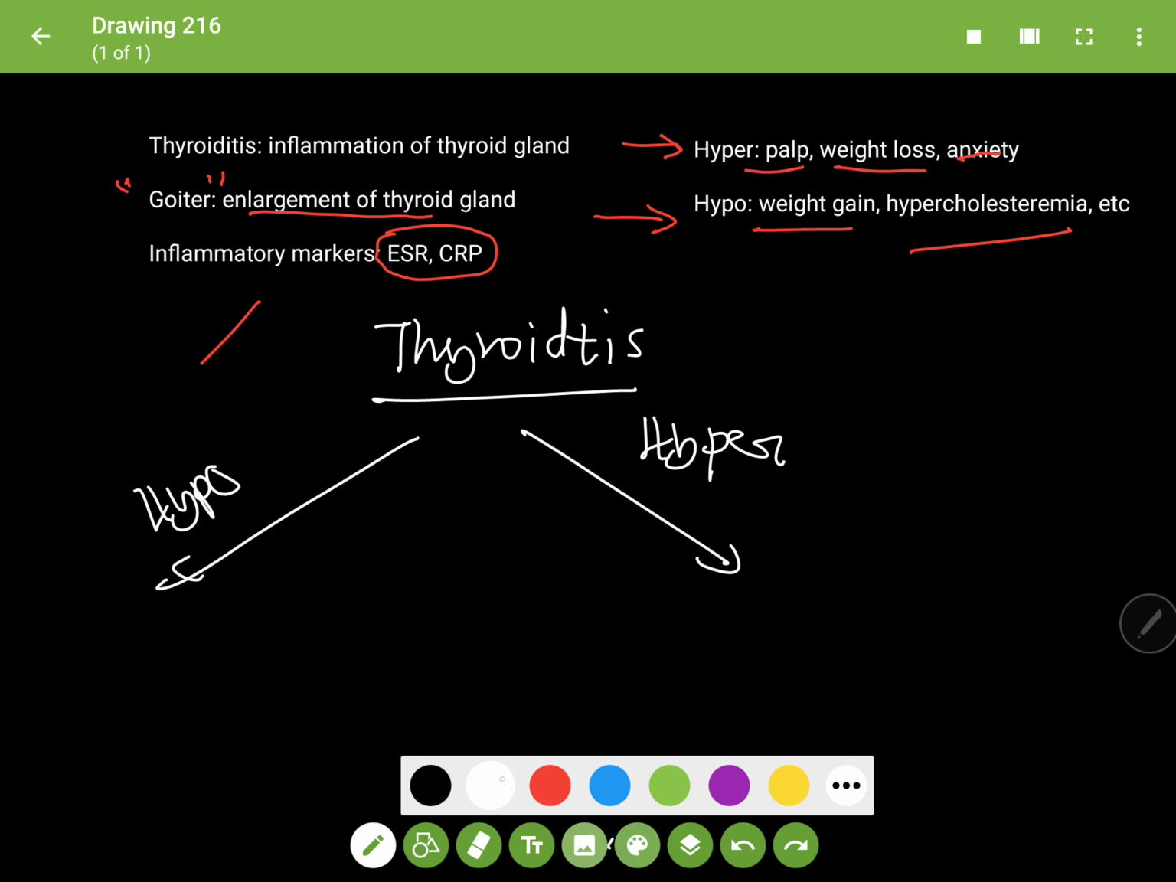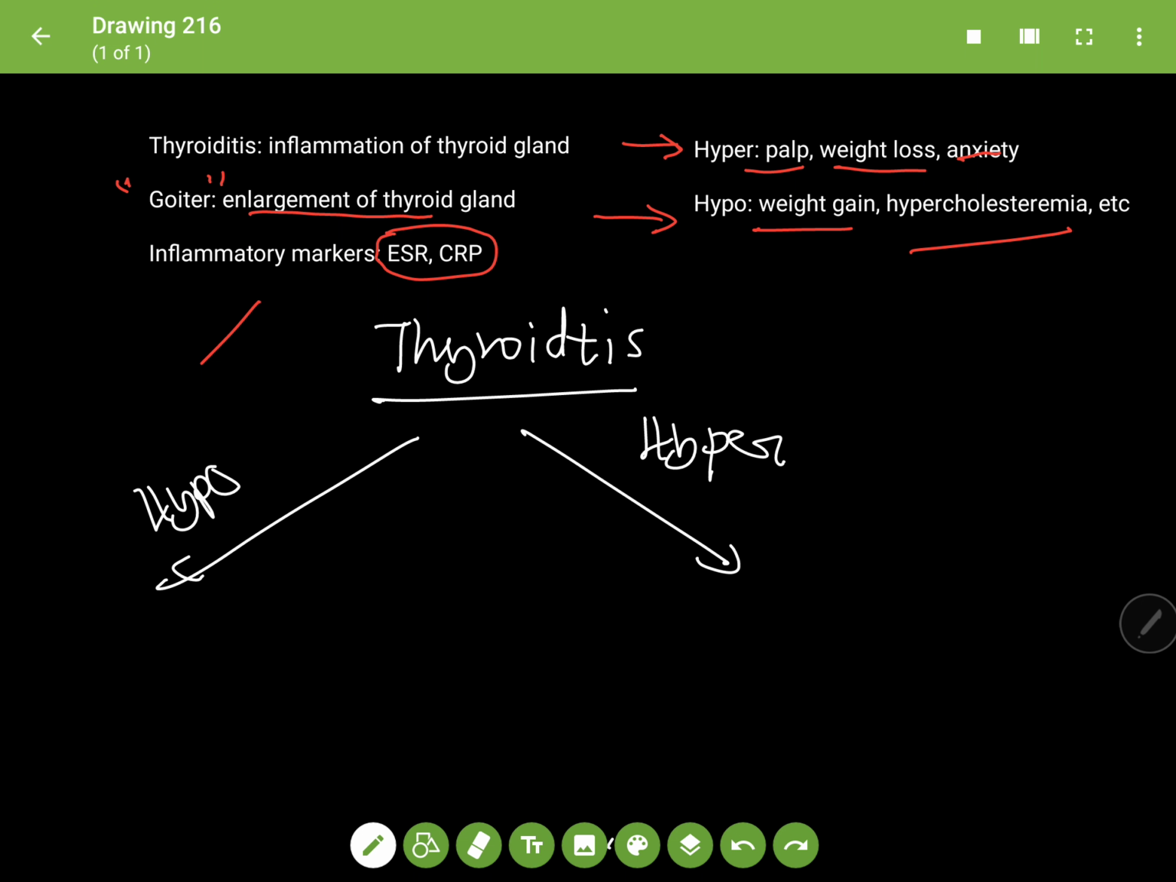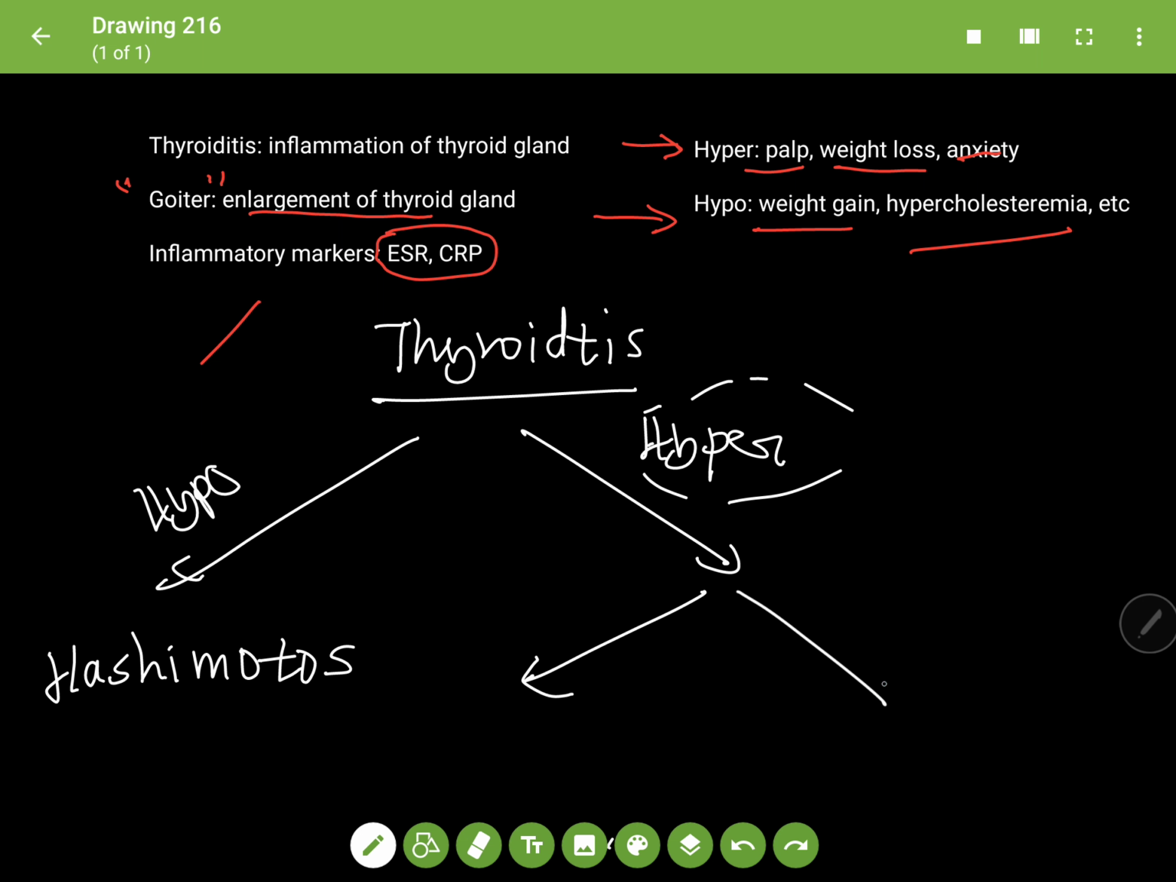So when you have hypothyroidism and there's inflammation of the thyroid gland, you're thinking of Hashimoto's. In terms of hyperthyroidism presentation in an inflamed thyroid gland, you're going to divide it up into the presence of a painless and a painful goiter.